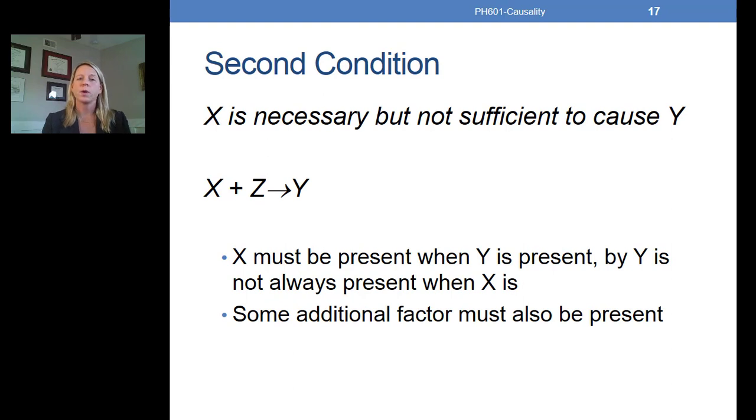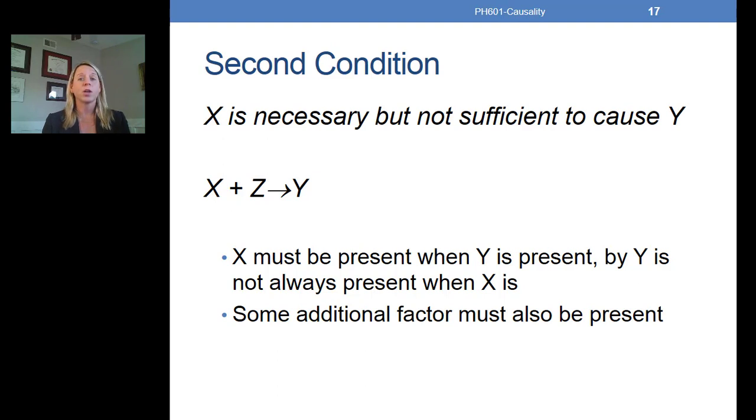The second condition is where X is necessary but not sufficient to cause Y. And this is where X must be present when Y is present, but Y is not always present when X is present. And that is, there's some additional factor that must also be present in order for Y to occur. Now, this is a condition that's probably more realistic in general public health, right? You can think of probably several situations or diseases where there's some risk factor that is necessary to cause that disease, but it's not sufficient.